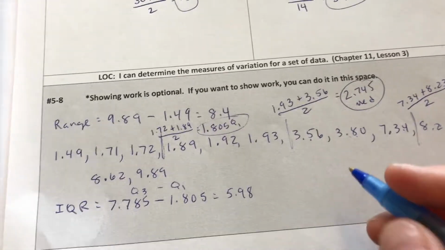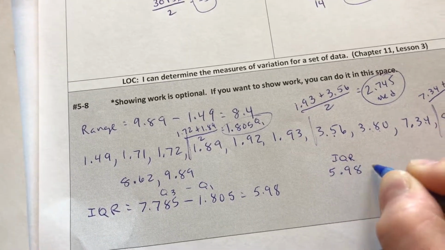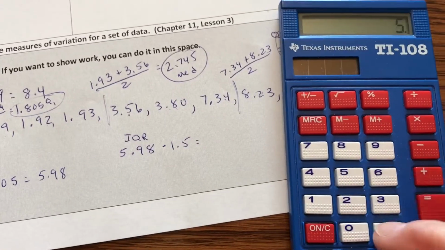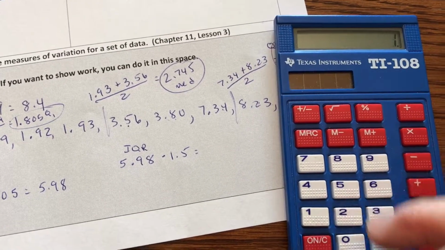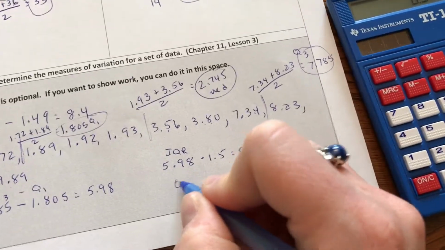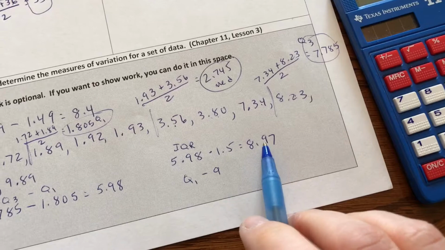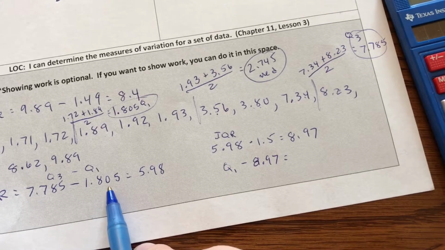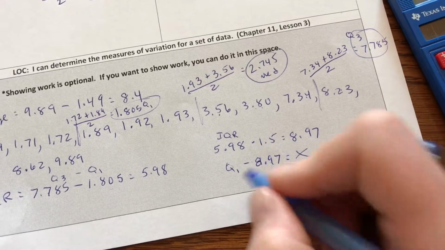And find any outliers in the data and name them. So we need to use that magic number. 5.98 is the interquartile range, times 1.5. That's our magic product here. 5.98 times 1.5 is 8.97. Now, Q1 minus about 9. Q1 was 1.805, so that's going to be a negative number. So there aren't any outliers down there.